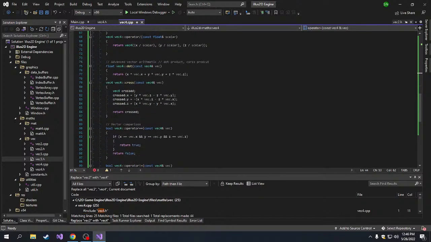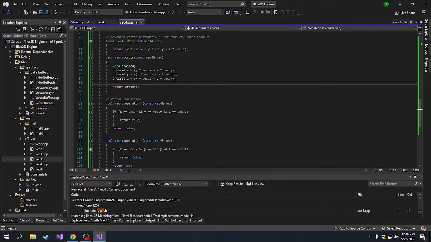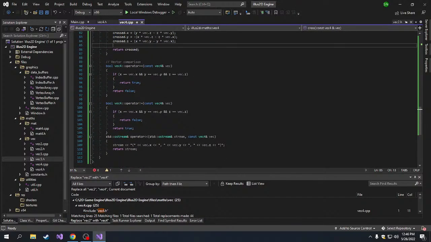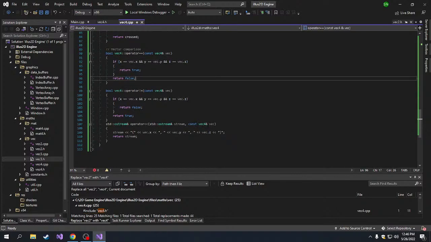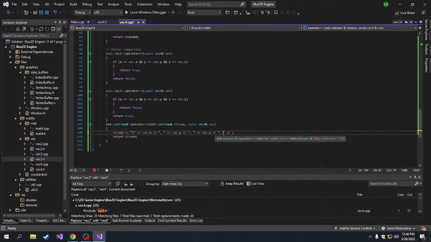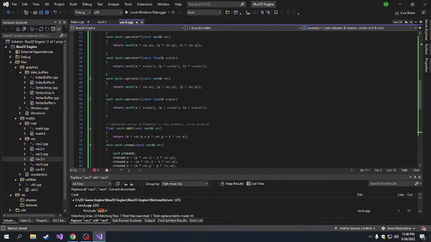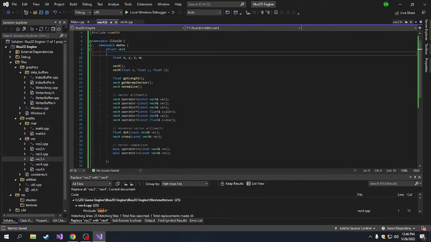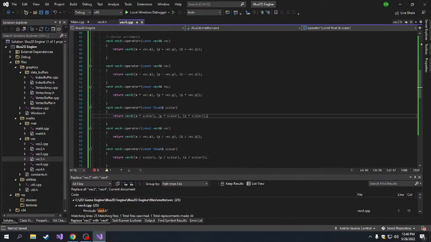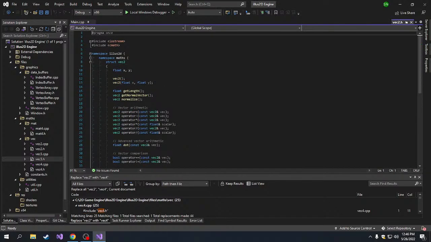Cross product, all of this, comparison and relational operators. Well, we can't compare the W. Yeah, we'll just leave it. But of course, we'll have to print this here now. So the W. Let me do this. Okay, cool. Should be it. So the vector class is done, and vector 4. Okay, let's just check it again.